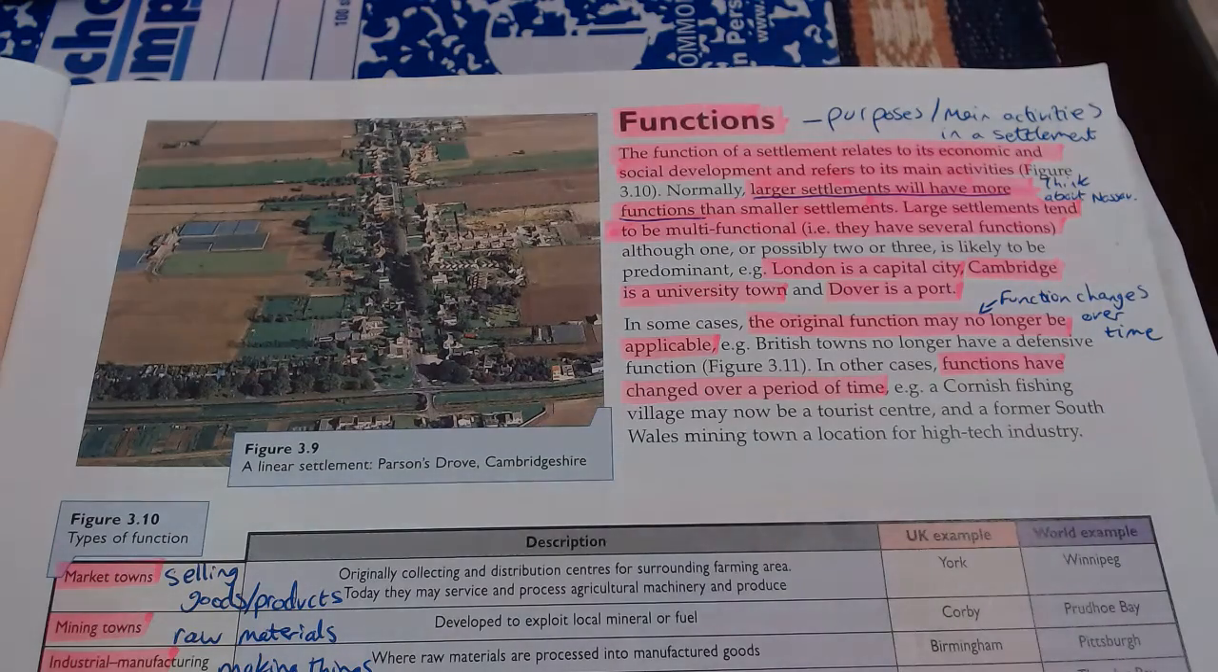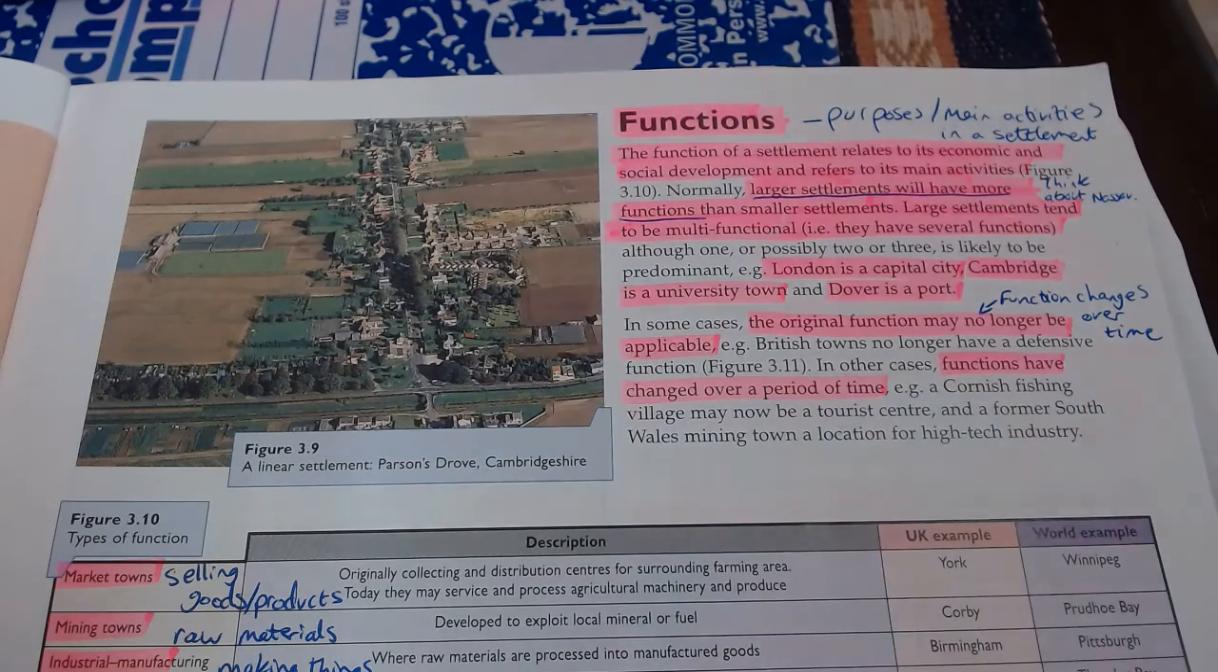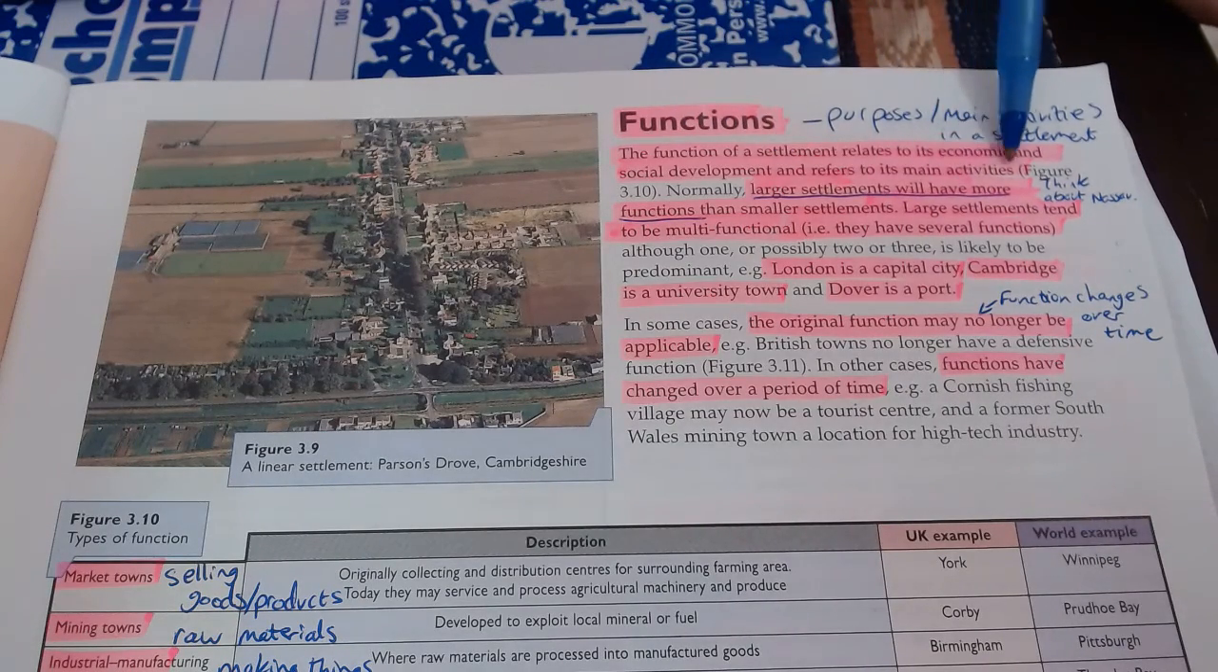Okay, so on page 37 now, you should have made a lot of notes in that first video and a half. Okay, so I'm going to fly through this really quick because this is kind of just reconfirming what we did, and we're going to add some notes. So again, functions. Function of settlement relates to its economic and social development and the main activities.